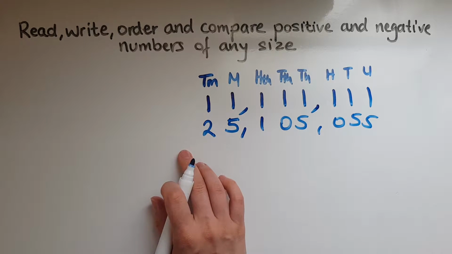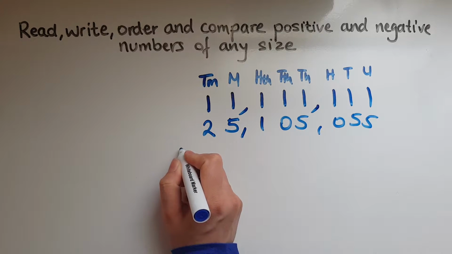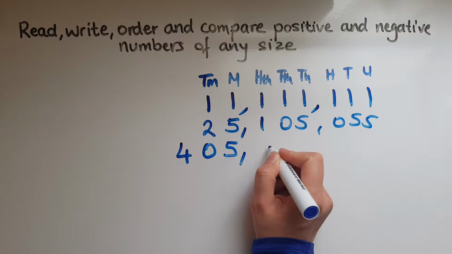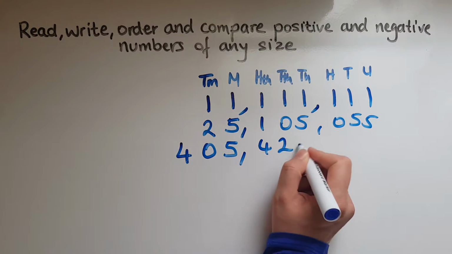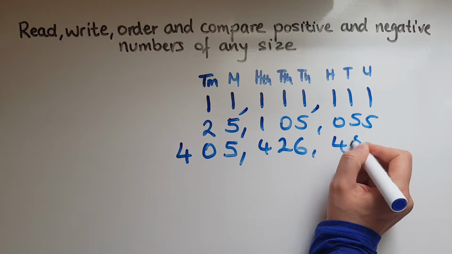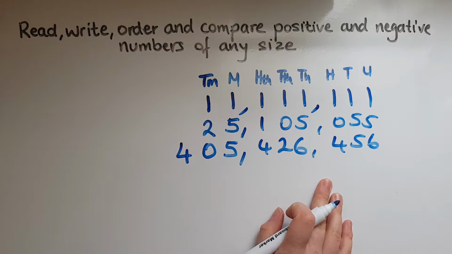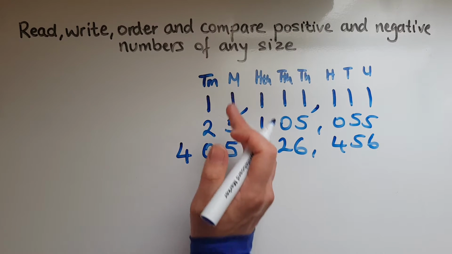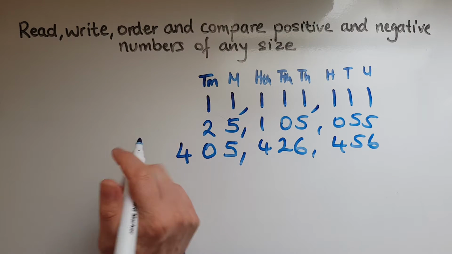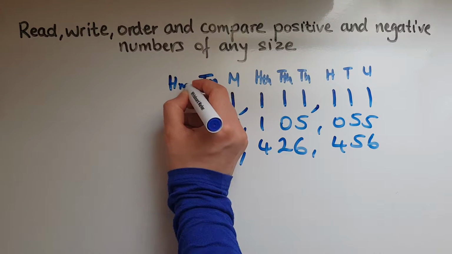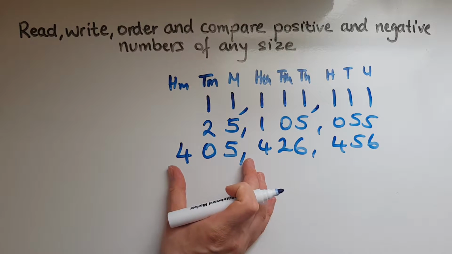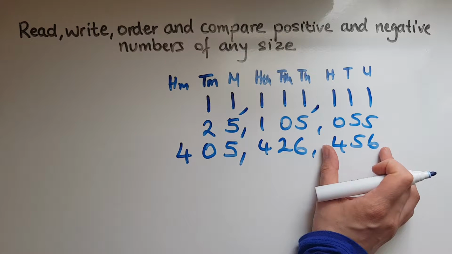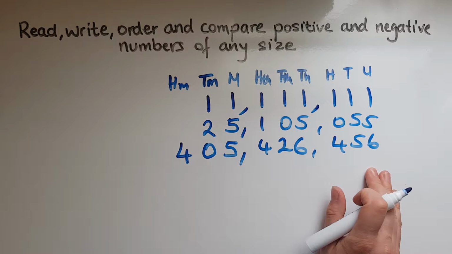So what happens now if I add another digit? So let's say I'll make this as follows, following the pattern again: units, tens, hundreds. So I've got millions, 10 millions, 100 millions. So 405,426,456. That's how we read this number.